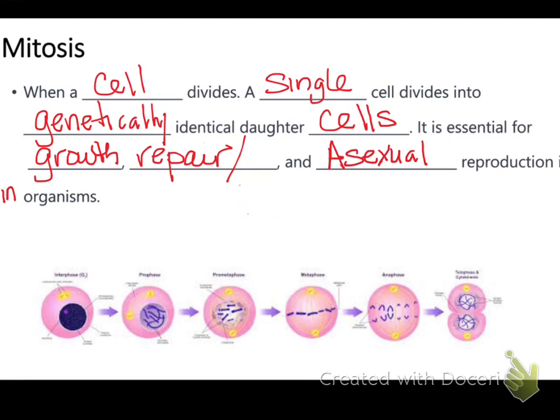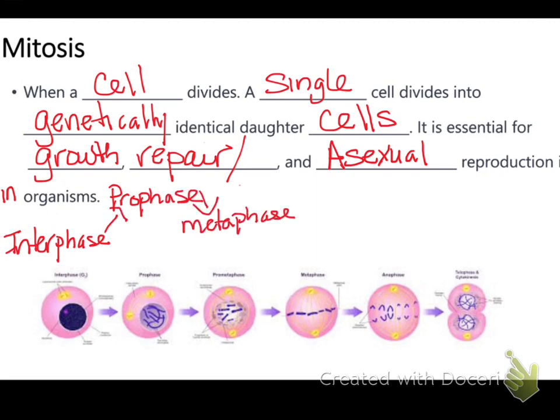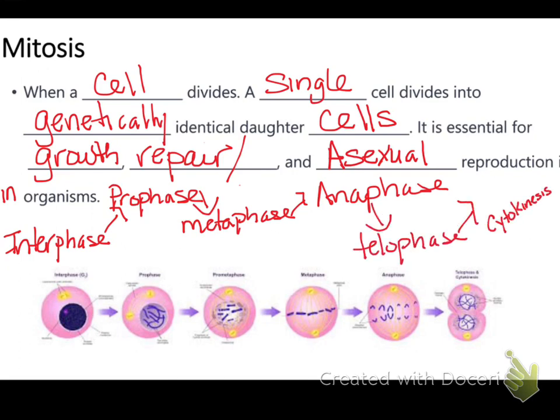All right, so this is mitosis below, and it has these 6 phases. The first phase is interphase, and then prophase, then metaphase, then anaphase, telophase, and cytokinesis. You're going to learn these phases, learn what they look like, and have to know them in order. So I just wanted to give you a quick peek.